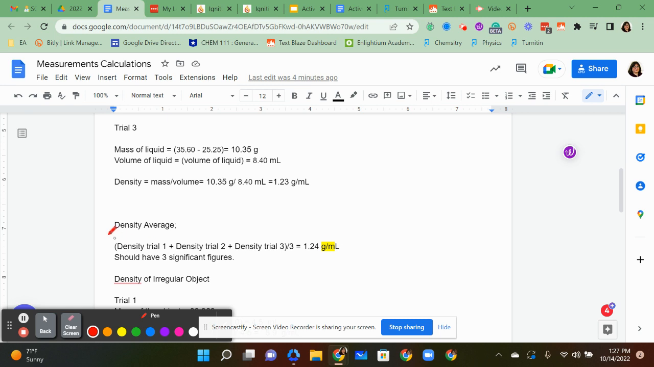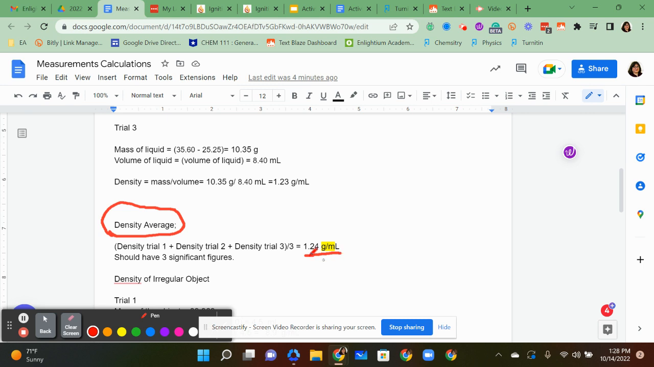And as you can see right here, once I did the density for each trial, I took the density for trial 1, trial 2, trial 3, added those, divided by 3, and that gave me the average density.